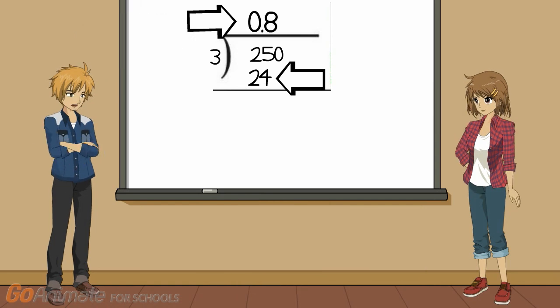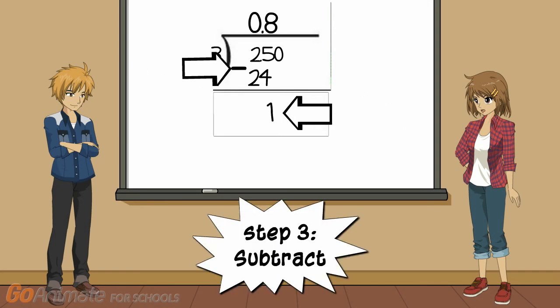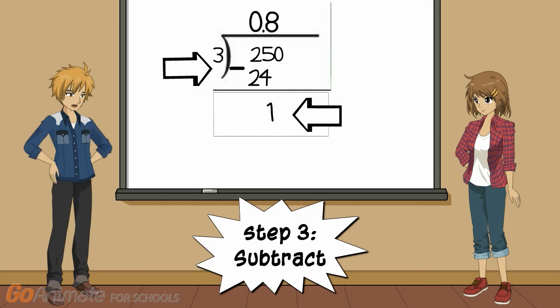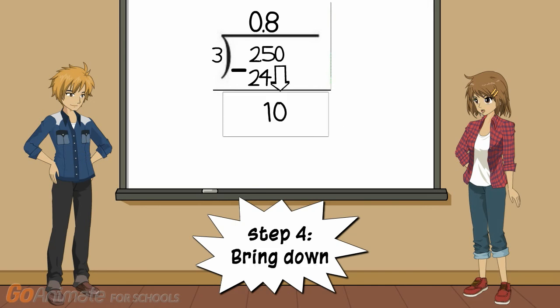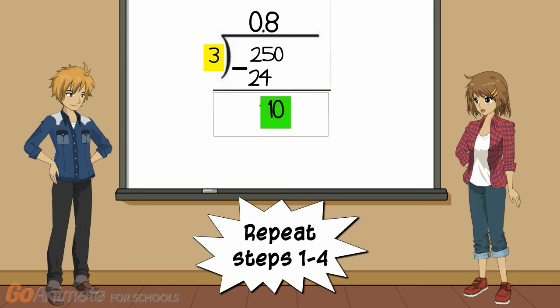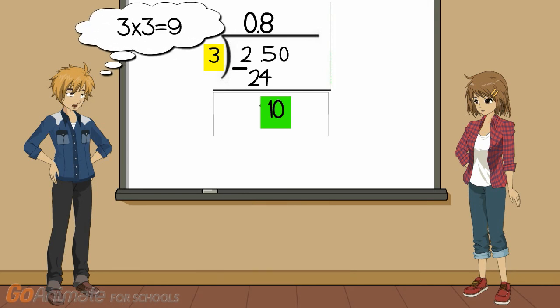Okay, I've got that so far. Now what do we do? Now we subtract the 24 from the 25, which is 1. We draw a line under the 24 and write the 1 under the line. Got it. What happens next? Okay, so next we move further to the right in the dividend to the 0. We bring this number down next to the 1. Next, we divide 3 into 10. Okay, 3 goes into 10, 3 times, because 3 times 3 is 9.